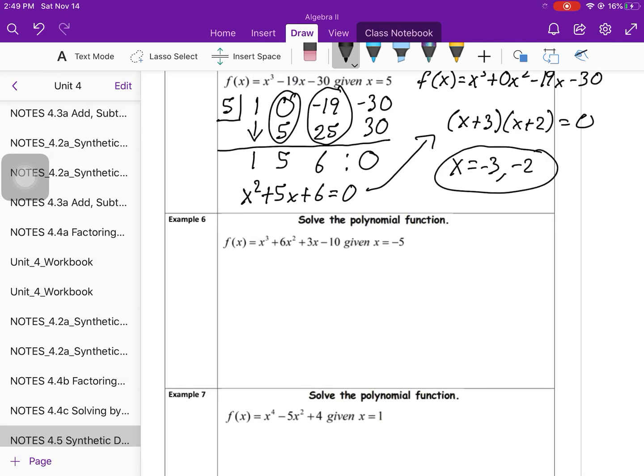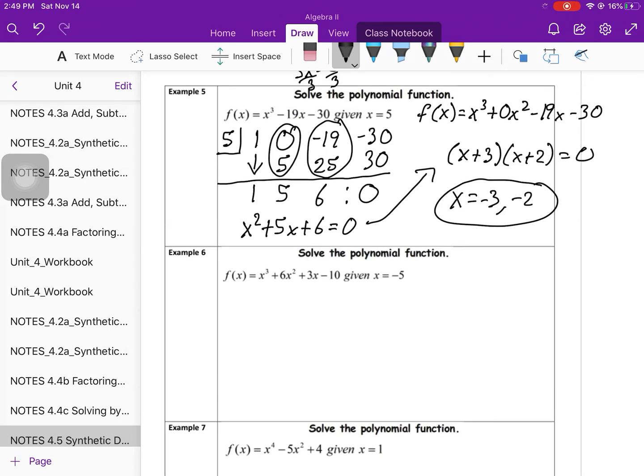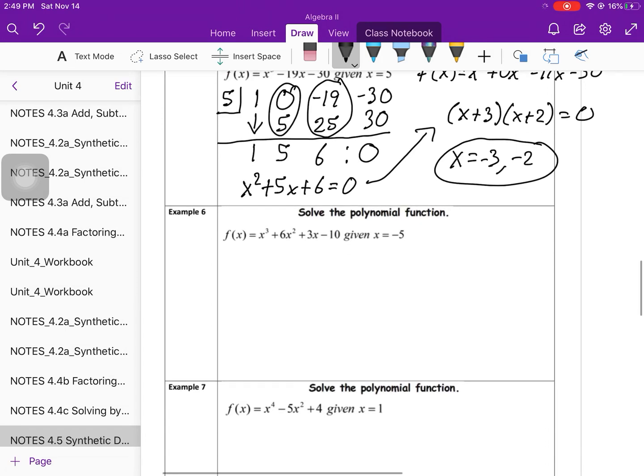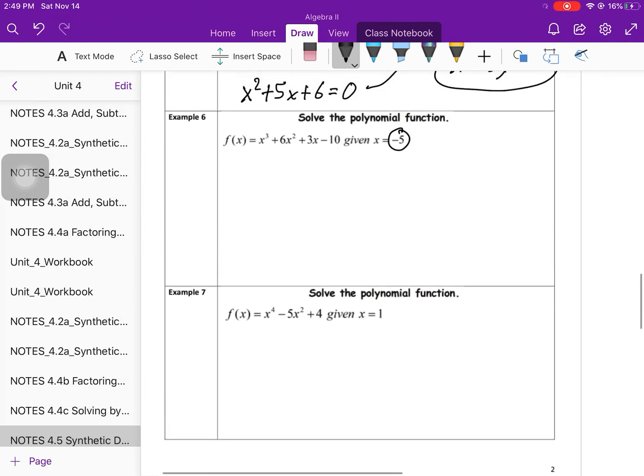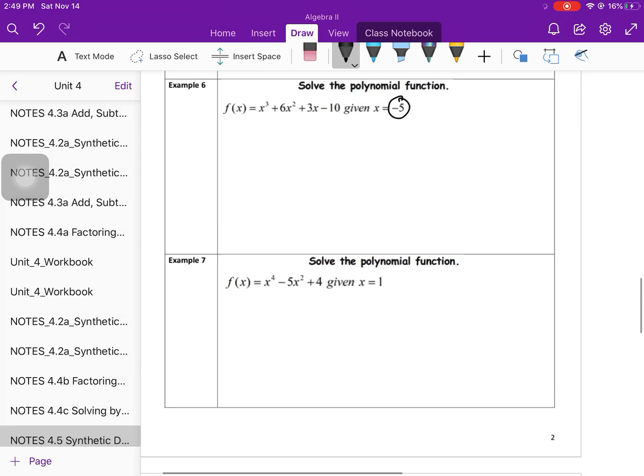So some of these problems are going to work out really nice because you can just get it down to a quadratic. Example 6 should work out really nice. You're just using negative 5. Example 7. Now that one is a little tricky. I'm just going to get you started on this one.